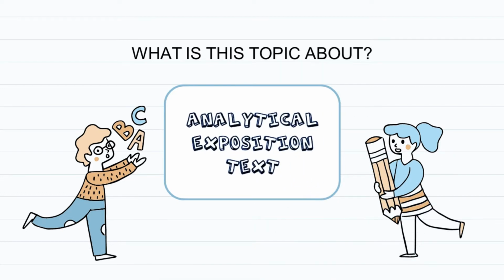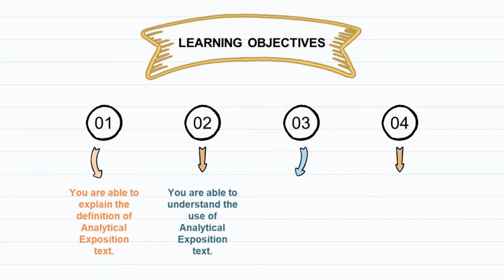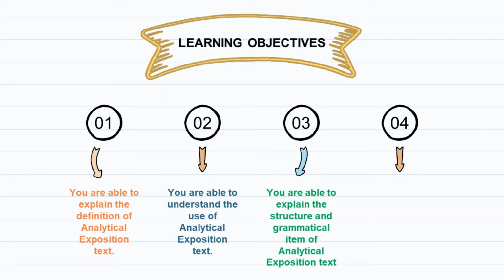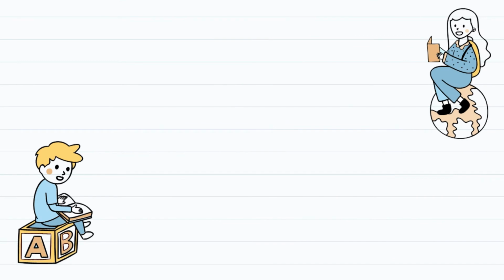It's about analytical exposition text. If you are still new with this, let's see the learning objectives first. So, in today's meeting, you are able to explain the definition of analytical exposition text. You are able to understand the use of analytical exposition text. You are able to explain the structure and grammatical items of analytical exposition text. And at last, you are able to make an analytical exposition text. So, let's go to the definition.